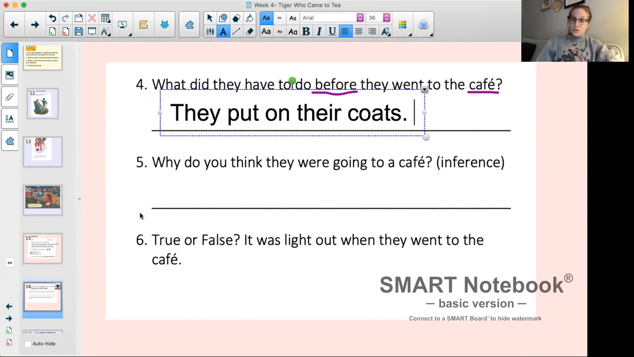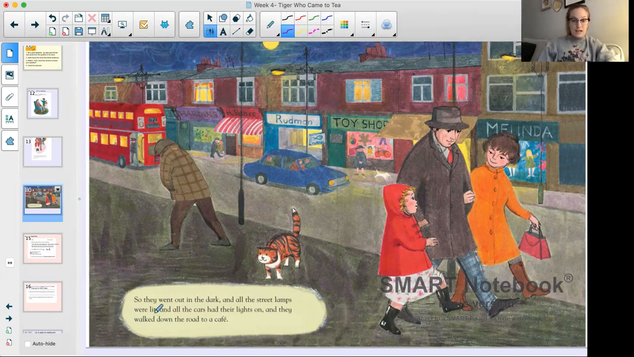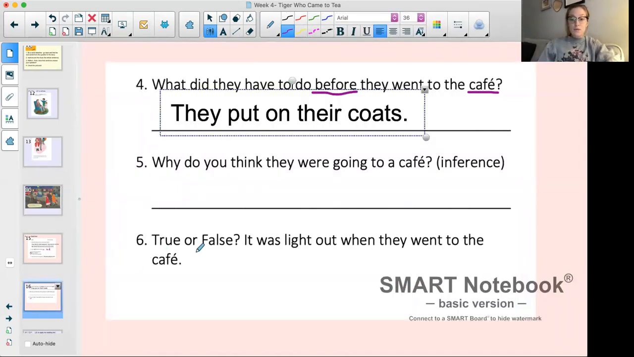And number 6, true or false? It was light out when they went to the cafe. Let's look at that last page. They went out in the dark and all the street lamps were lit and all the cars had their lights on, and they walked down the road to a cafe. We can see right in the text, it says, so they went out in the dark. So we know that it was dark. And by looking at the illustration to help us, we also know that it was dark. So it wasn't light when they went. So that would be false.